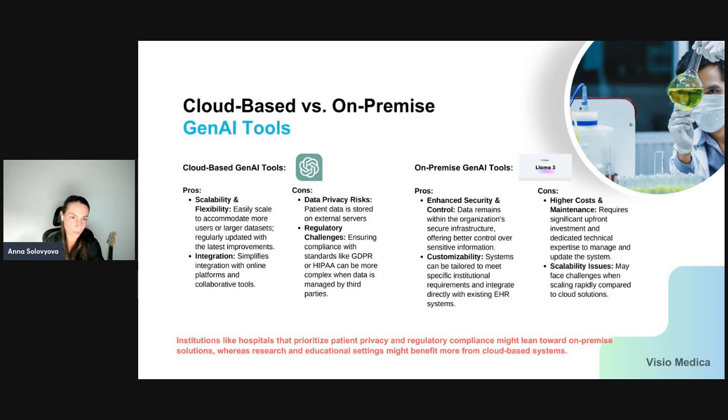Also, one important topic is cloud-based versus on-premise generative AI tools. Cloud-based, very quickly, is the same as ChatGPT, for example. It's a tool that you can use easily: you can just download it and start using it, so you don't need any kind of technical assistance. It has its pros because it's scalable, flexible, easy to use, with integration with different services. ChatGPT right now provides very different integrations with different databases and so on.